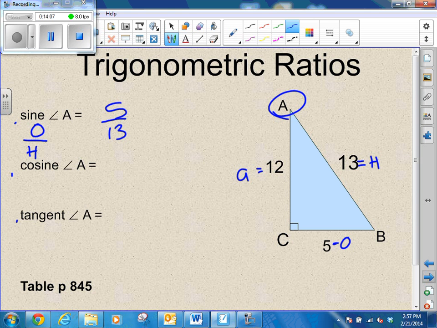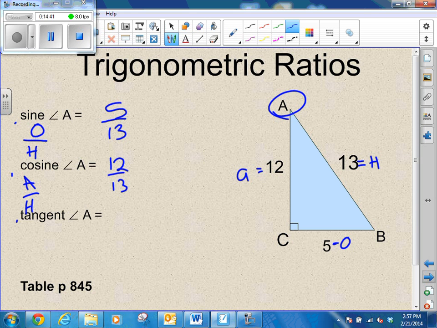Now, with problems like this, I will have you leave it as a fraction. I'll show you later when we get a decimal. Okay, so cosine, that's the CAH, adjacent over hypotenuse. So what is cosine of angle A? 12 over 13. I just evaluated the cosine of angle A to be 12 over 13, and I'm done.